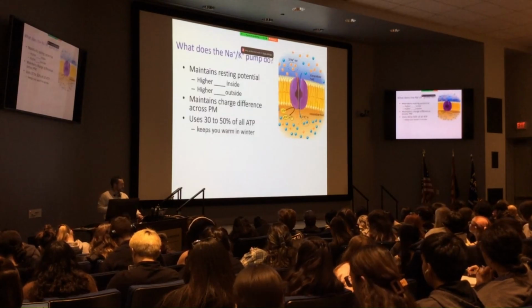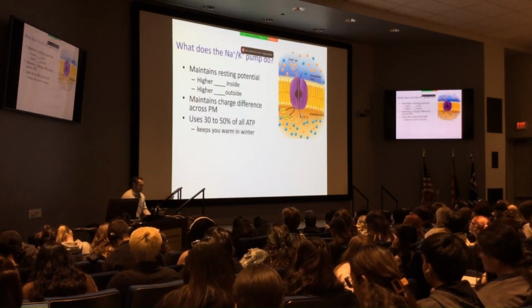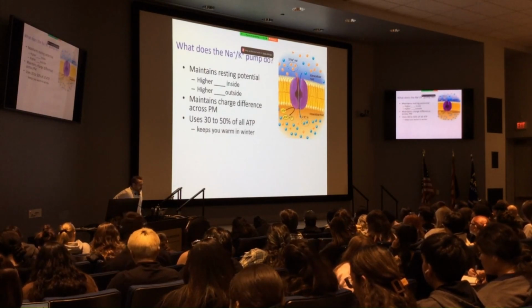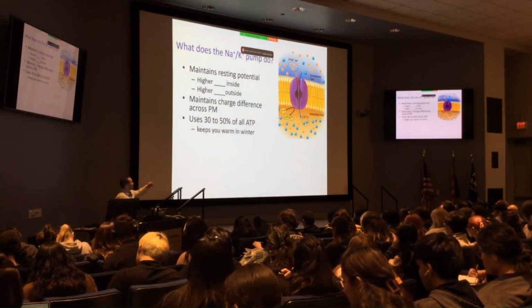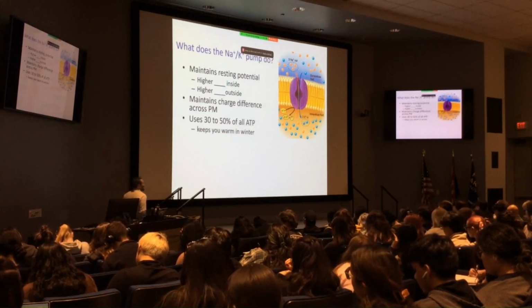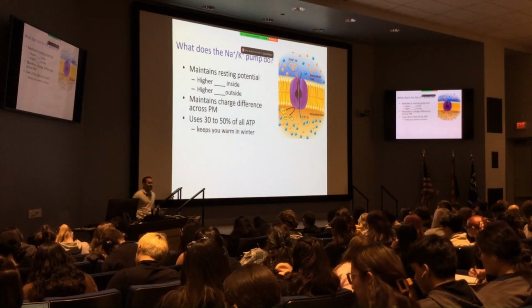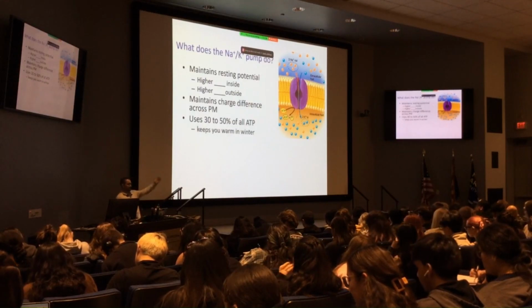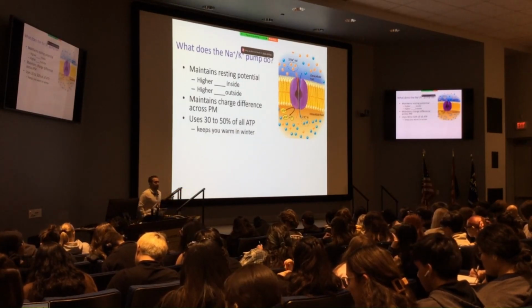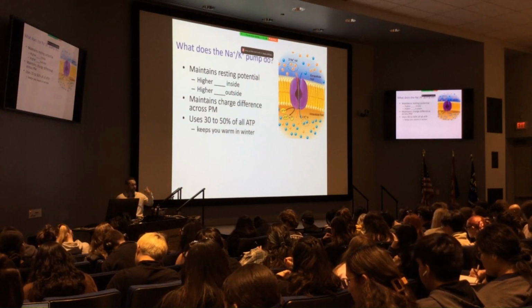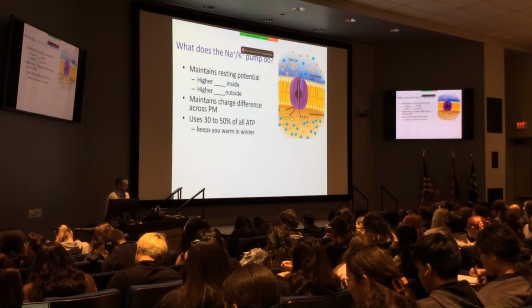So the sodium-potassium pump maintains a resting potential where you've got higher potassium inside the cell. So higher potassium inside the cell, higher K plus inside the cell, back to our periodic table. Higher sodium outside the cell, Na plus. Both of them are a single positively charged ion.